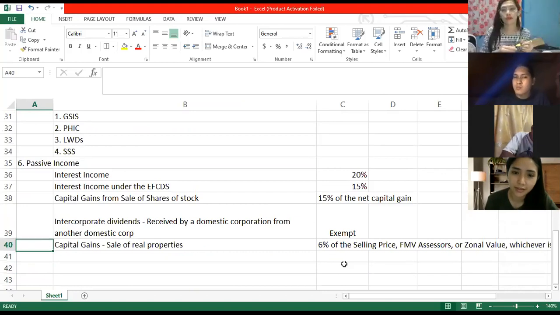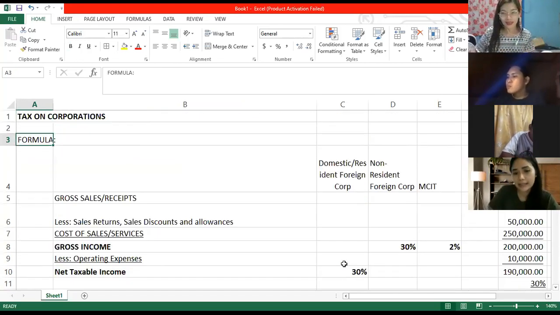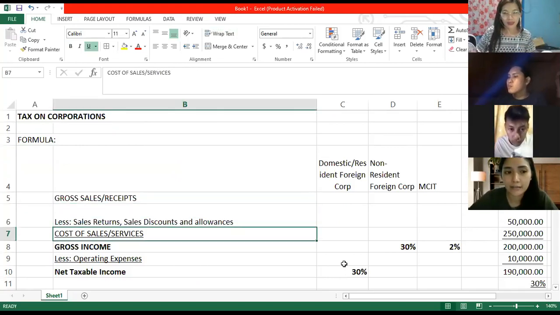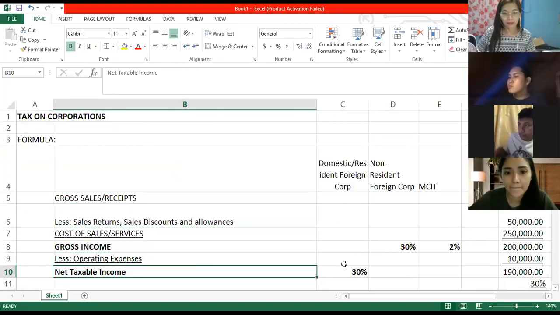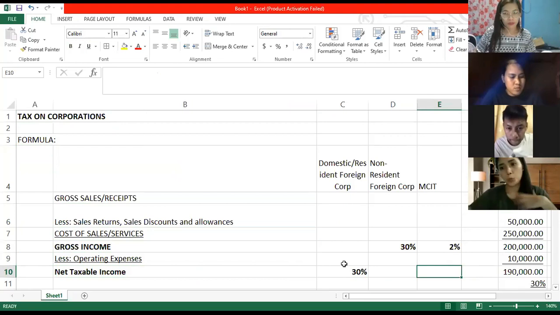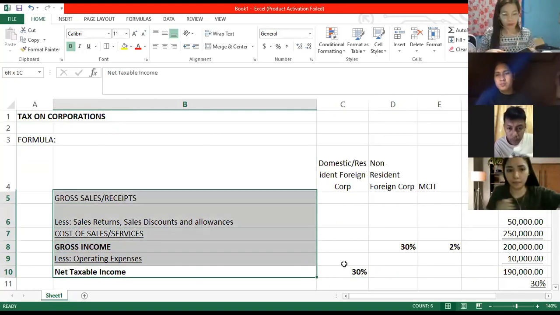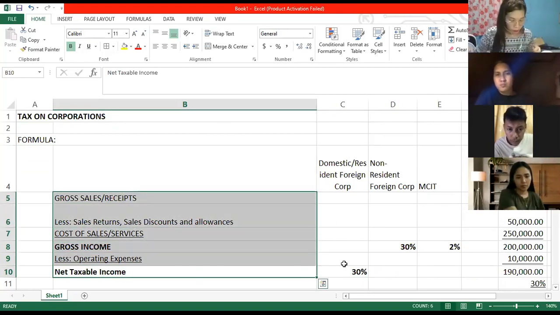I-review na lang natin, review natin yung domestic corporations. Okay? Every time you are confronted with problems concerning domestic corporations, magkano yung tax ng domestic, ng resident foreign, o non-resident foreign, you should go back to the formula. Ito lang po ang formula na kailangan nating tandaan.